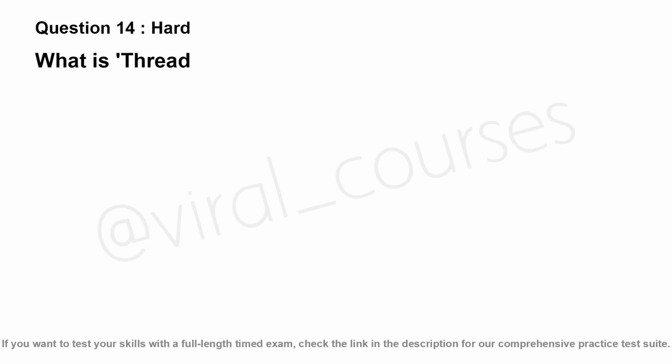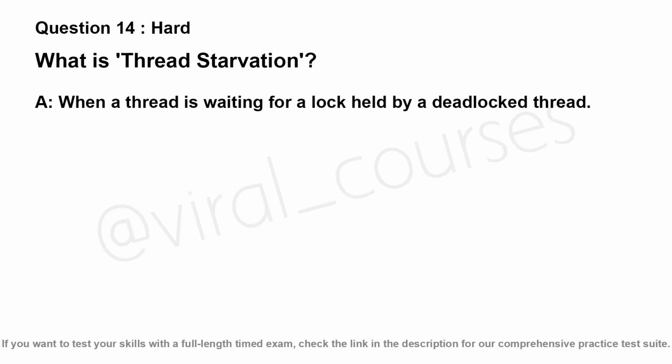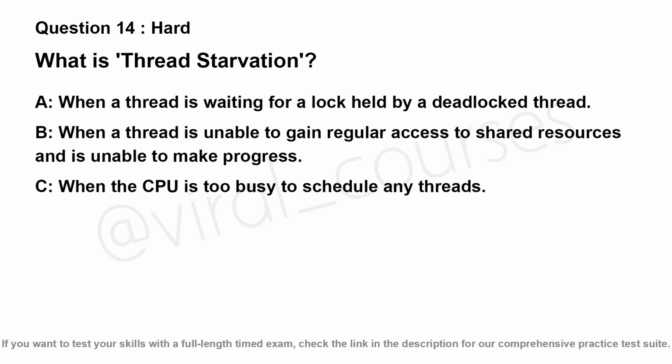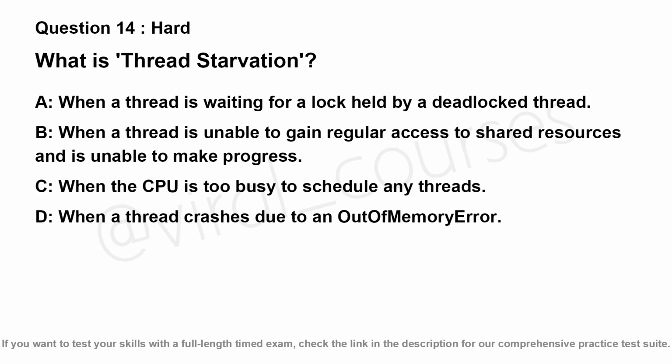What is thread starvation? Option A. When a thread is waiting for a lock held by a deadlocked thread. Option B. When a thread is unable to gain regular access to shared resources and is unable to make progress. Option C. When the CPU is too busy to schedule any threads. Option D. When a thread crashes due to an out-of-memory error.